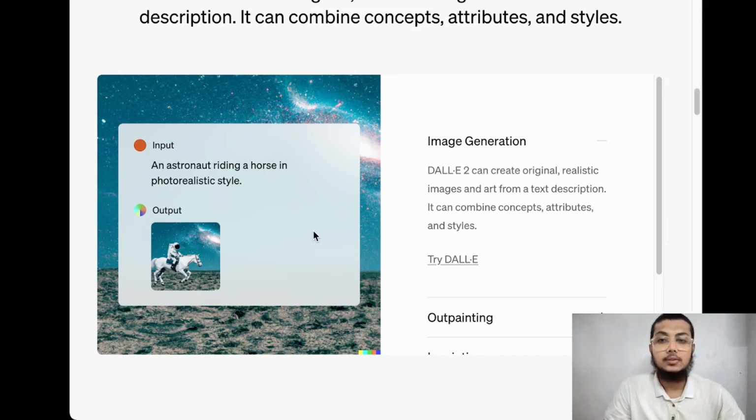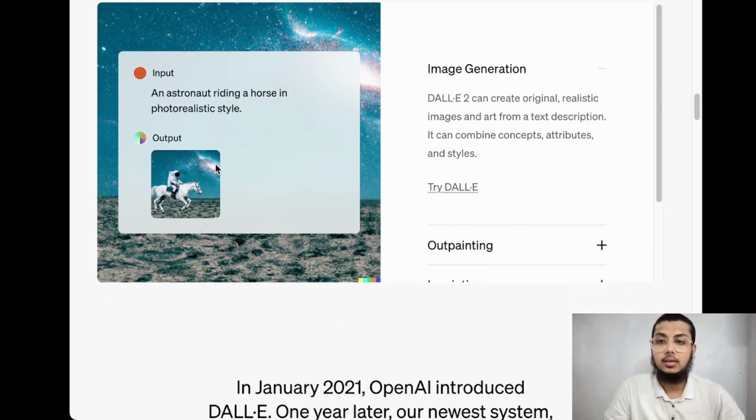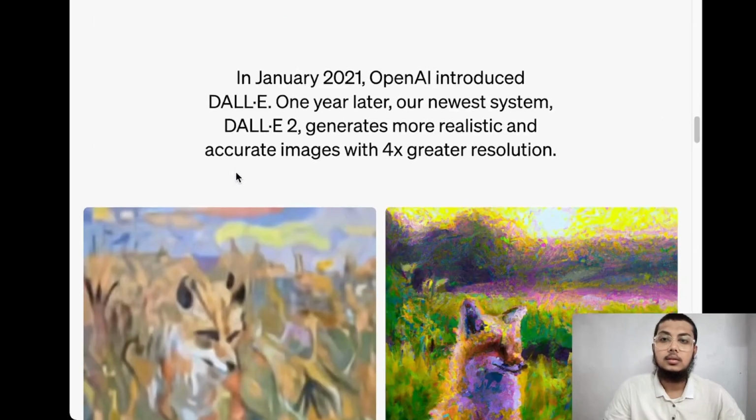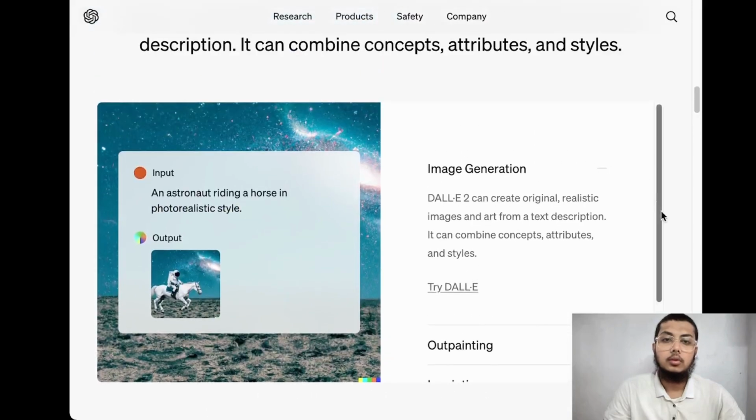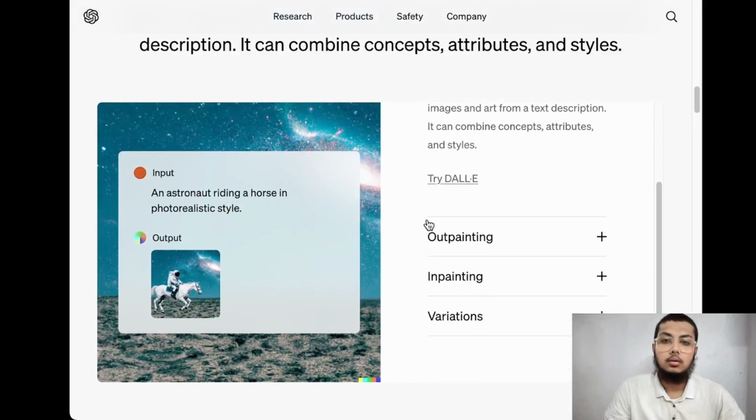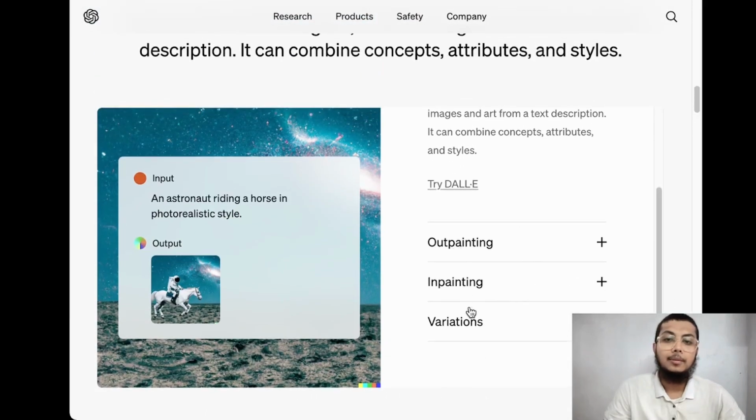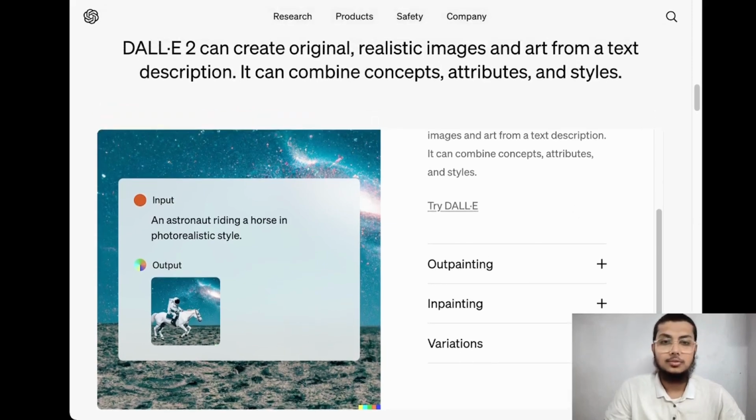In this example, when you give as input an astronaut riding a horse in photorealistic style, this is the output, and the best part is you get multiple outputs, right? See here, you get the output like this, and you will also get multiple output variations, this kind of multiple options. So you can select one of them. So yes, this is the second one.